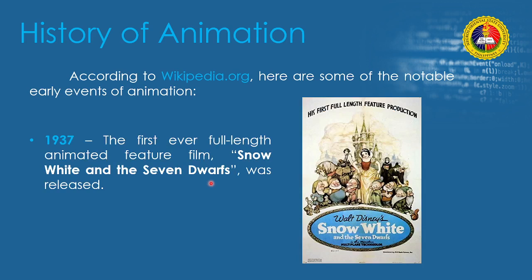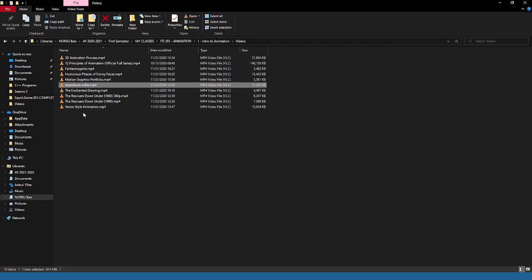And in 1937, the first ever full-length animated feature film, Snow White and the Seven Dwarfs, was released. Okay, so in 1937, Disney Animation released their first full-length movie, Snow White and the Seven Dwarfs. So I think I have a page of it. Snow White. Ah, I didn't download it.